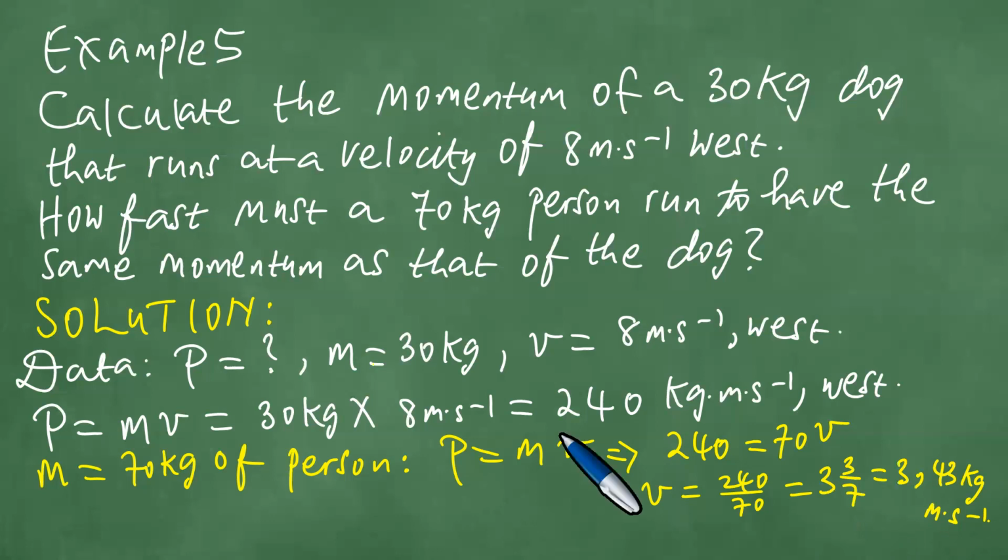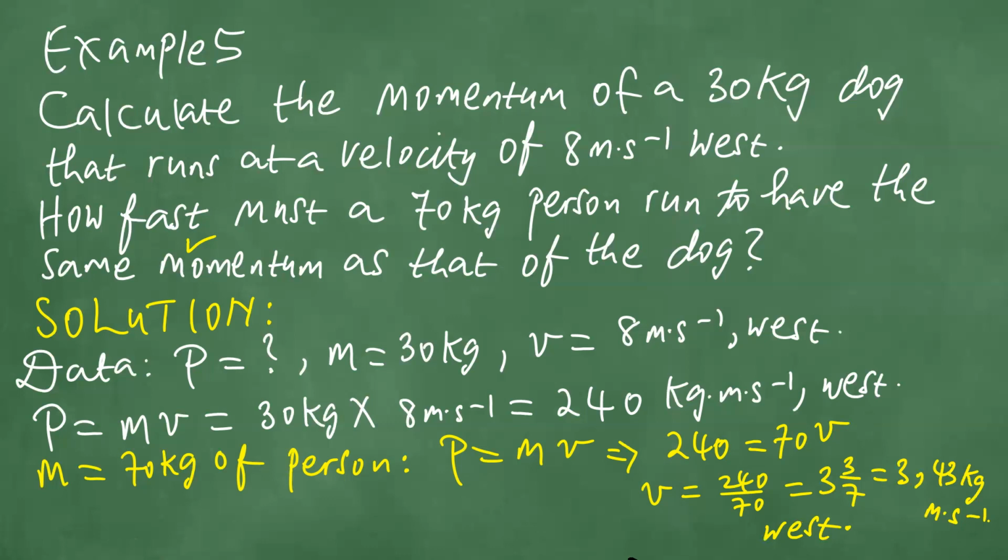Remember the question: how fast must the 70 kilogram person run to have the same momentum as that of the dog? Remember, the momentum must be the same. So same momentum tells us what? The velocity must have direction. What is the direction? It is west. Direction is west. Okay, now let's continue and do more questions.